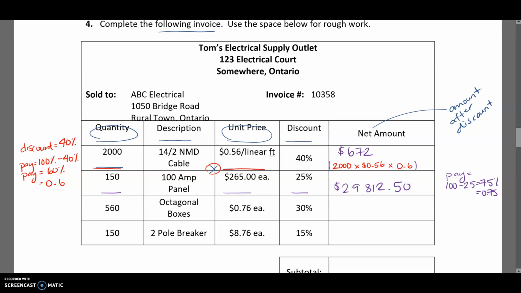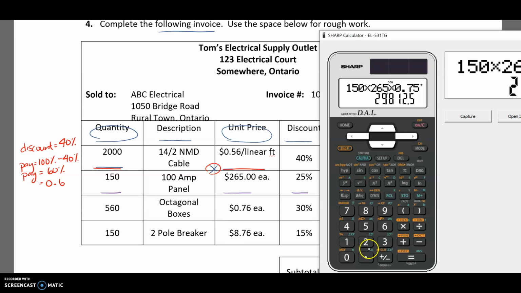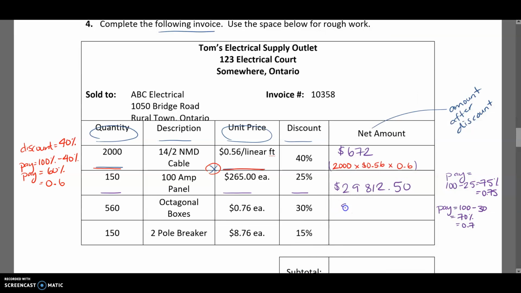I can continue doing the same. The next, I'm buying 560 octagonal boxes at 76 cents each with a 30% discount. 30% discount means I'm paying 100 minus 30%, or 70% of the price. As a decimal, that's 0.7. So I can calculate 560 times 76 cents each, times the portion I'm paying, 0.7, or 70%, and I get $297.92.